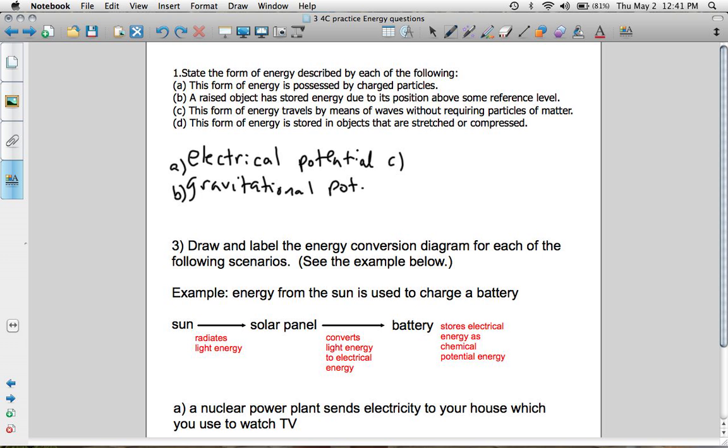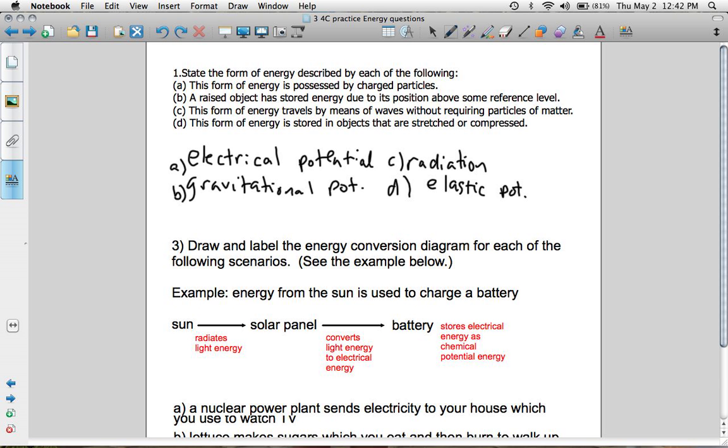This form travels by waves. It's called radiation. D, something that is stretched or compressed. That would be spring. So that would be called elastic potential. Radiation is things like light and sound. Elastic potential would be springs and elastics and that sort of thing.